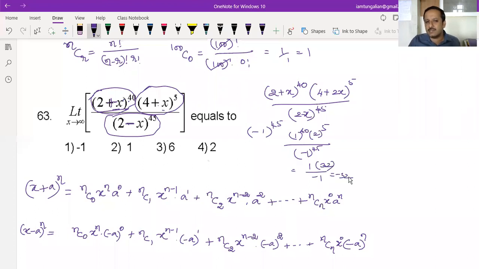It is as simple as this. This is a shortcut. Directly by looking at it, you can write in this way. But one thing you have to ensure is that the power here, 40 plus 5, is 45, and here also 45. The powers must be the same. If the powers are different, you cannot use this. If the numerator has a larger power, then the answer is infinity. If the denominator has a larger power, then the answer is 0. Is it clear?